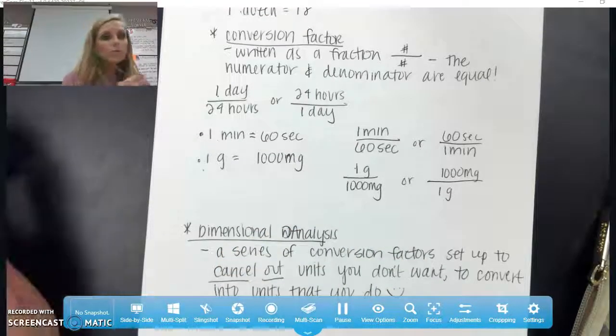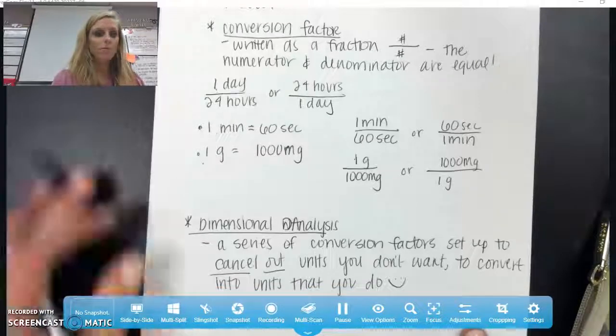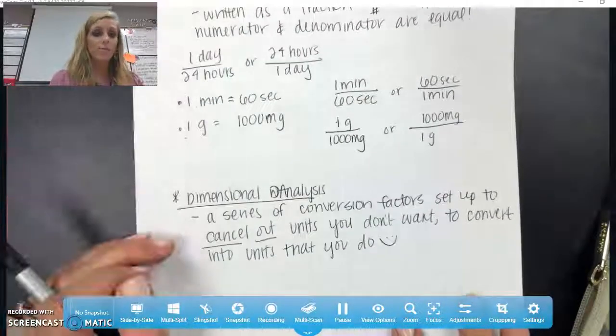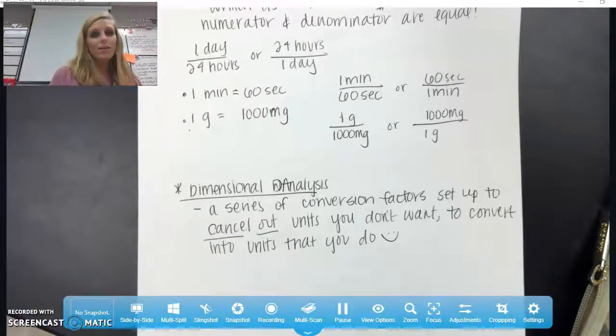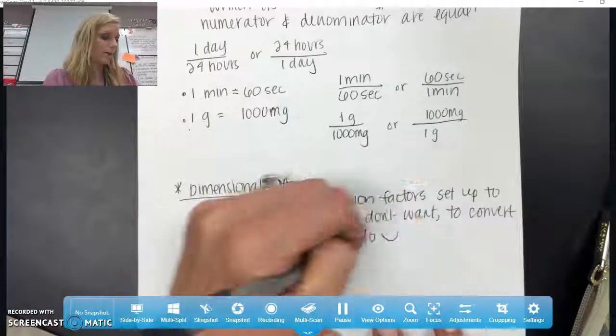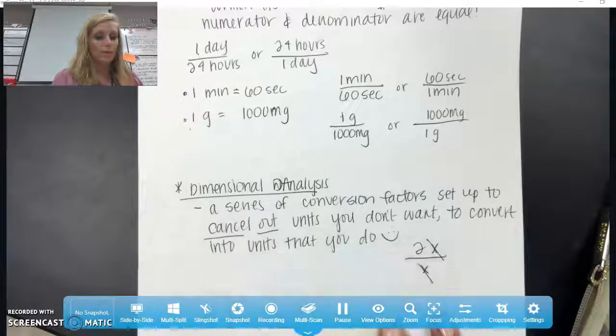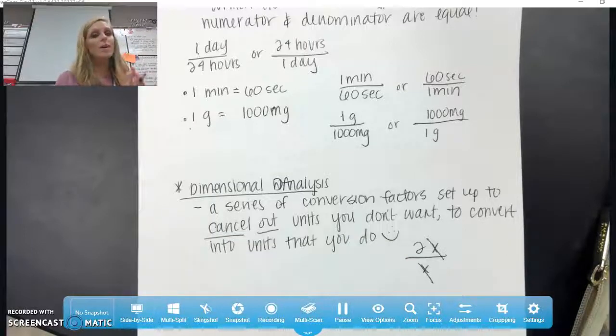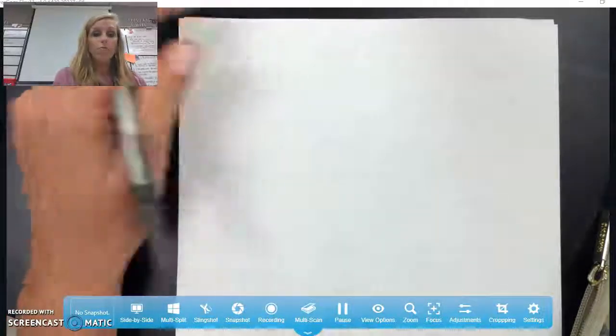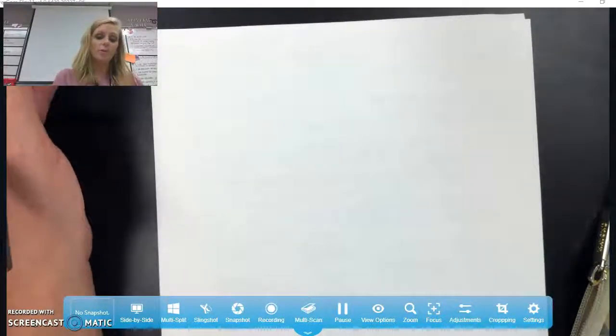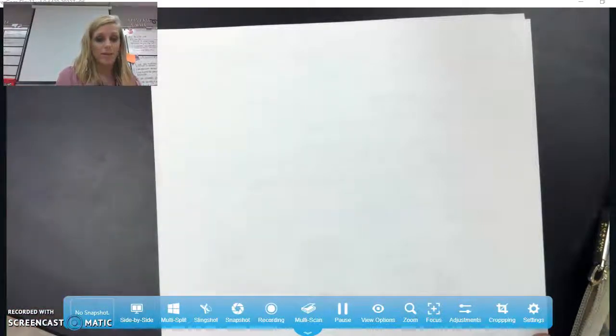So when I say cancel something out, think about math in fractions. What gets canceled? Like if you had 2x over x, what can you do to that x? You can cancel it out. So the whole goal is to cancel out the units that you were given and you don't want, and keep doing conversion factors until you get to the units that you do. So let's just jump into a couple of practice problems. I'm going to write it and work through one with you, and then I'm going to write you another one for you to work through, and I'll just quickly tell you the answer.